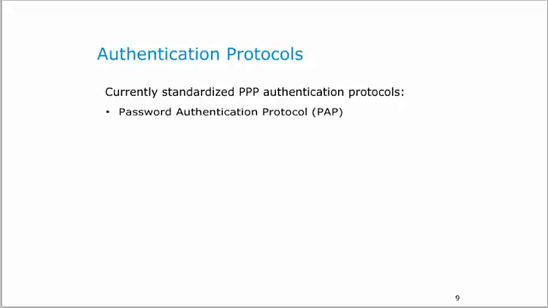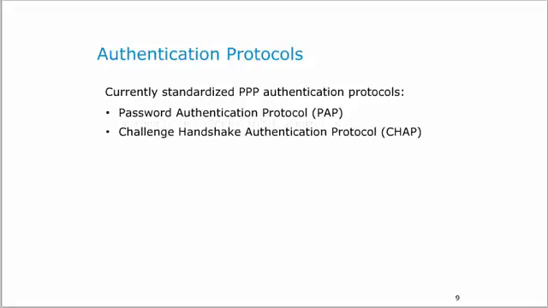Authentication for the PPP suite is what most people think of as password protection. In other words, the user must provide a password to set up the PPP link. The PPP protocol suite includes 3 authentication protocols: Password Authentication Protocol, or PAP, Challenge Handshake Authentication Protocol, or CHAP, and Extensible Authentication Protocol, or EAP.